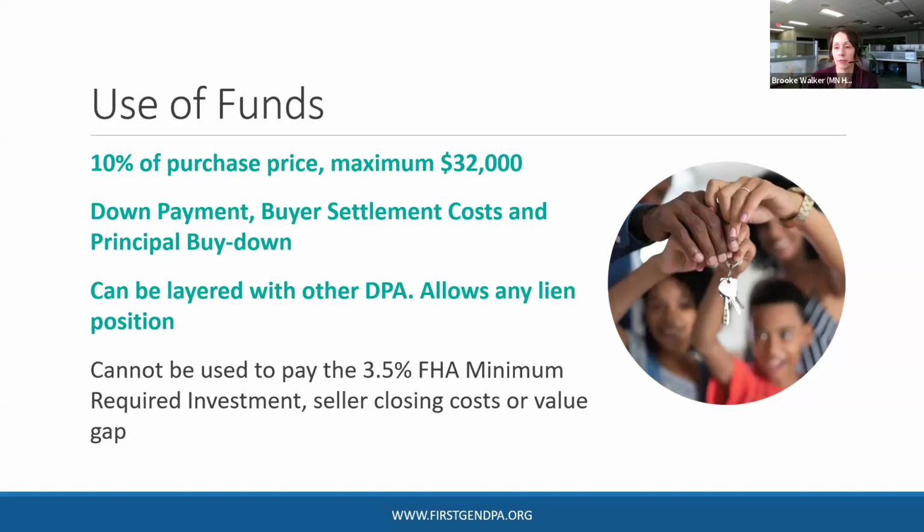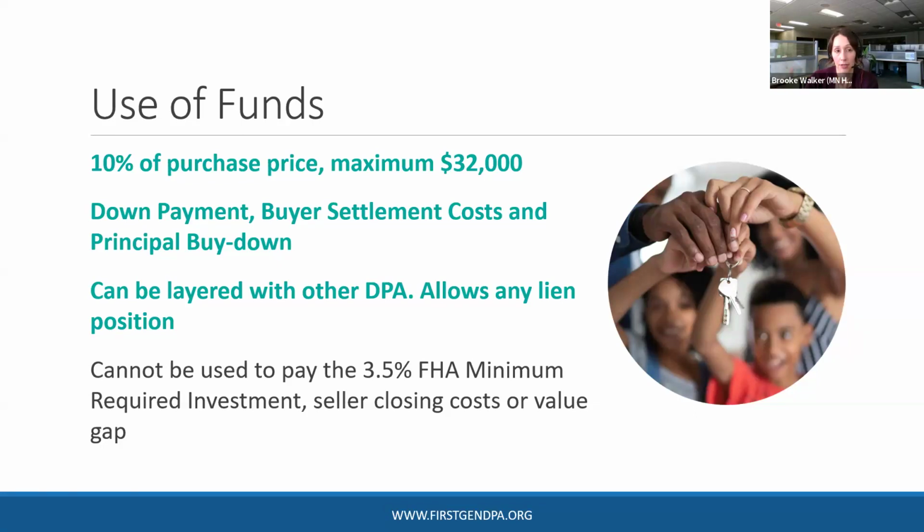This product will allow 10% of purchase price up to $32,000. So in order to receive the full amount, the purchase price would have to be at least $320,000. Otherwise, it would reduce and again be based on 10% of purchase price. It's used for the standard down payment assistance, so the down payment, buyer settlement costs, and principal buy down. It can be layered with other programs and take any lien position.